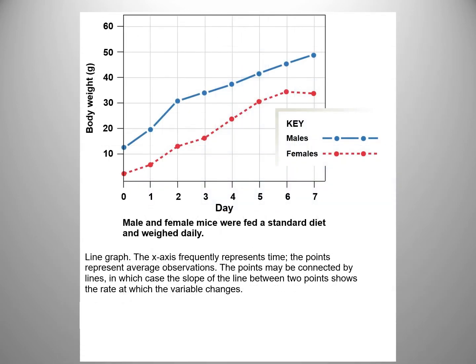Here's an example of a line graph. Again, independent variable on the x-axis, dependent variable on the y. And we can see that males have, on average over time, and these probably are mice or something, is showing that the males had a higher body weight than the females.